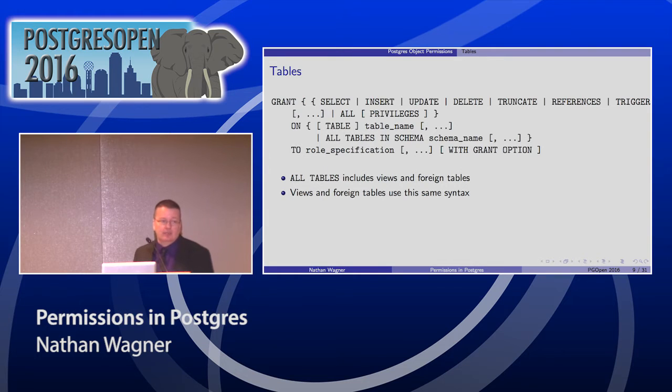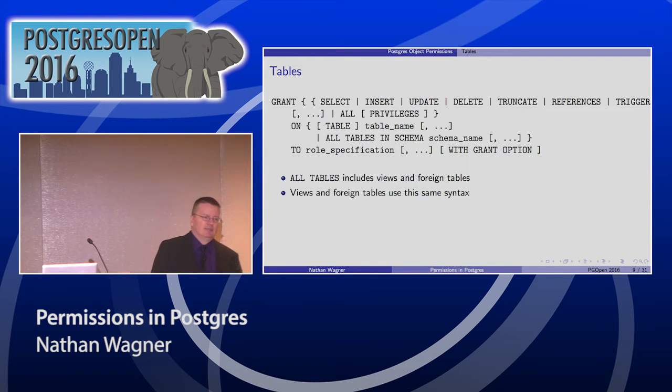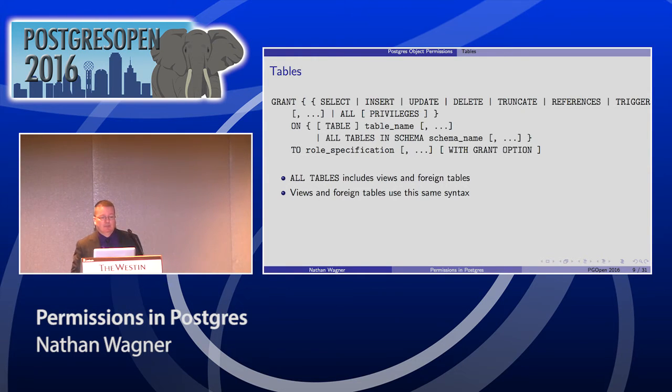All right, now I'm going to move on. I'm going to talk about each of the objects in Postgres individually and what permissions apply to them. First, we're going to look at tables, and we just saw this. It's what I used for the example earlier. One thing to note is that if you say all tables in a schema, that also means views and foreign tables. Views and foreign tables in Postgres are really kind of just funny sorts of tables, but for many purposes they are equivalent to tables. And this is one of those. So for views and foreign tables we use this exact same syntax.